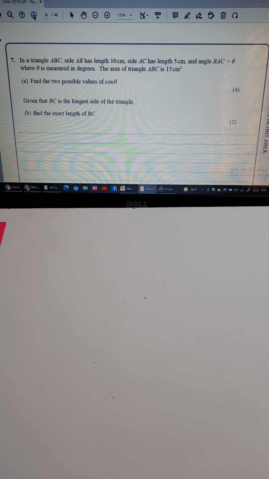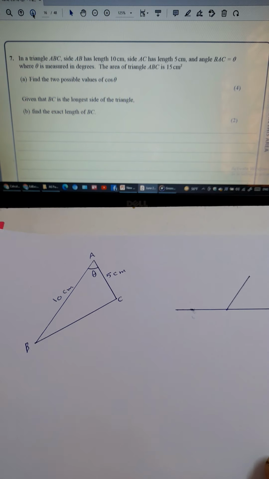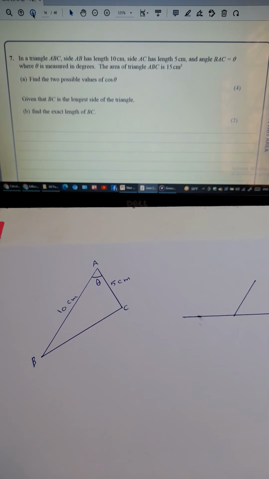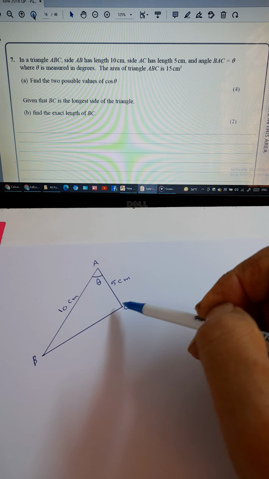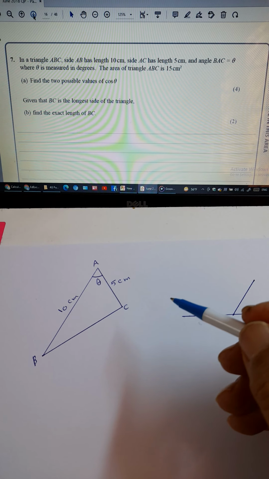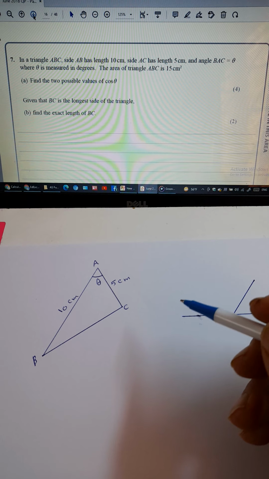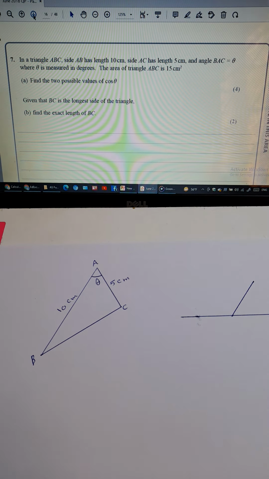Question 7. In a triangle ABC, side AB has length 10 cm, side AC has length 5 cm, and angle BAC equals theta, where theta is measured in degrees. The area of triangle ABC is 15 cm squared. Find the two possible values of cosine theta.